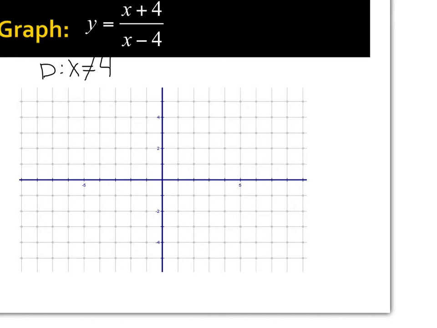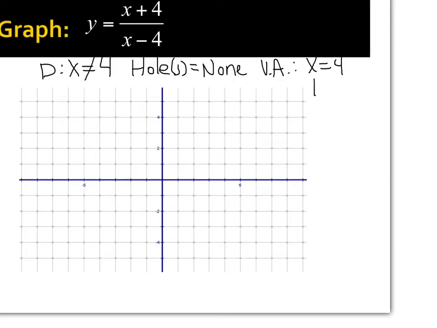The next move will be the holes. See if anything cancels. Well, in this case, nothing cancels. X plus 4 over x minus 4, nothing cancels there. If you had x minus 4 over x minus 4, you could cancel, but in this case we can't. So there are no holes. Vertical asymptotes. For my vertical asymptote, it's whatever's left in the denominator. We'll have x minus 4 left in the denominator. So my vertical asymptote is x equals 4.